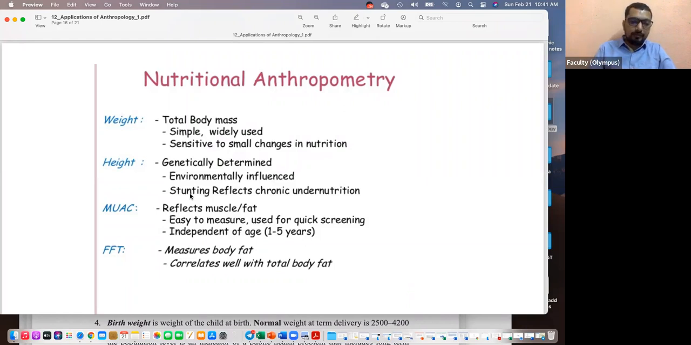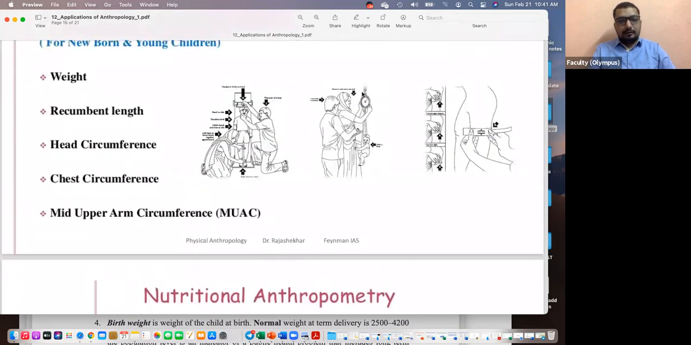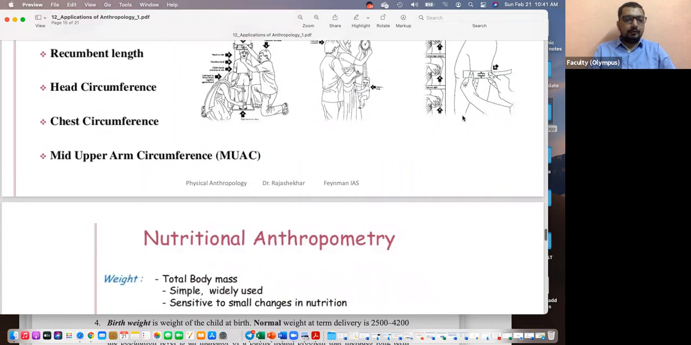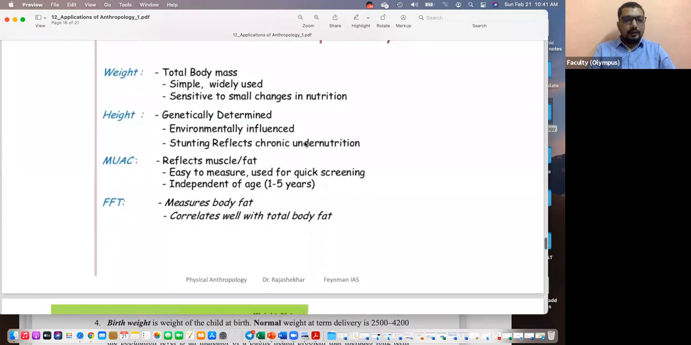Similarly, the muscle measurements, the mid upper arm circumference. What do they provide us? They tell us about the muscle as well as the fat, as I mentioned. Easy to measure because you just have to take the measurement around this part of the body. Okay, a quick screening, it is useful, especially for 1 to 5 years of age, to see whether muscle growth is as expected. So this provides us an idea about the muscle requirements of the body, whether they are growing as expected.